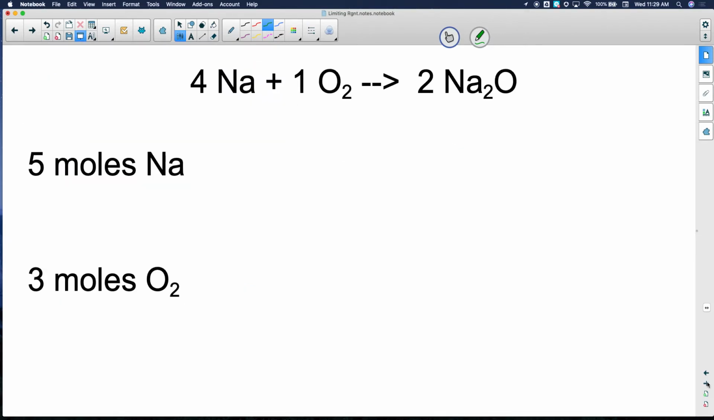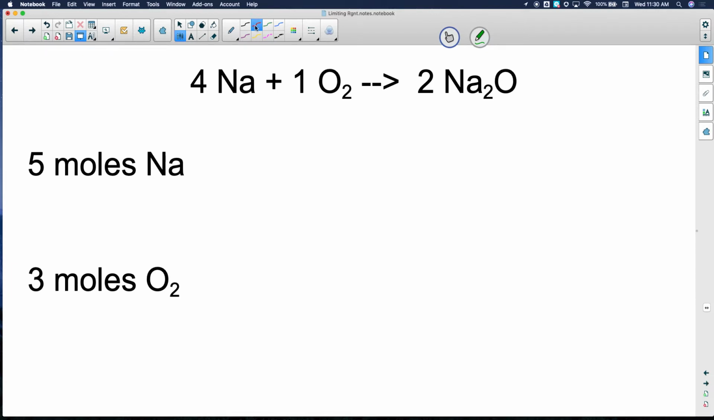Let's do the same thing, but with the word moles, and let's not get scared. Okay? Write down this chemical equation: 4 sodiums plus 1 oxygen makes 2 sodium oxides. And then below that, on separate lines, maybe even skipping a line to keep your notes nice and organized, write down the moles of each of these reactants that I have. I want to know how much of this product I'm actually going to be able to make.